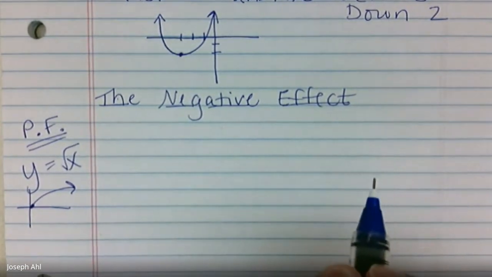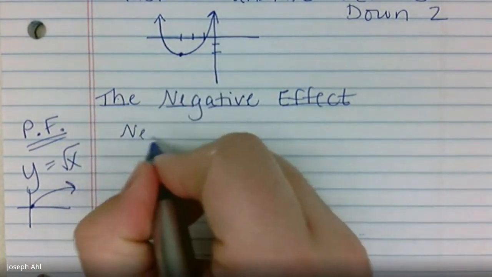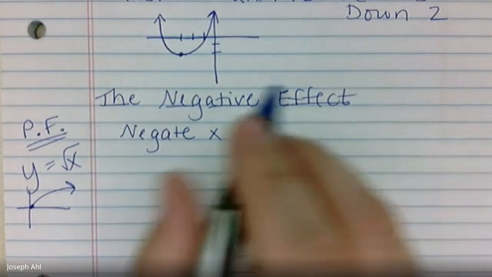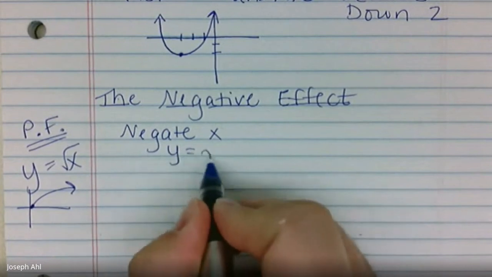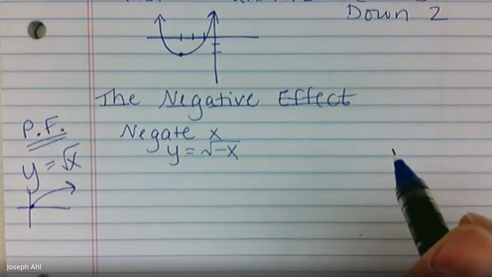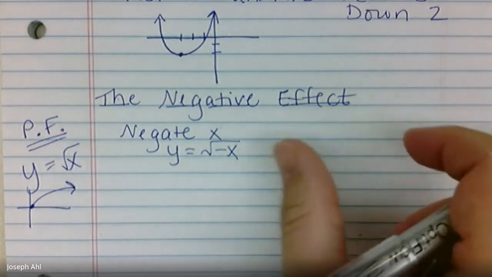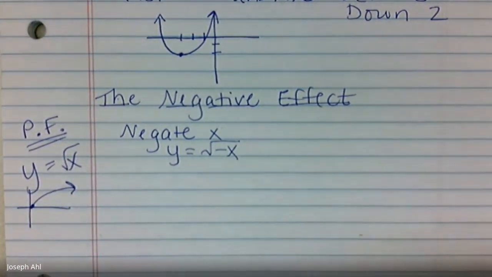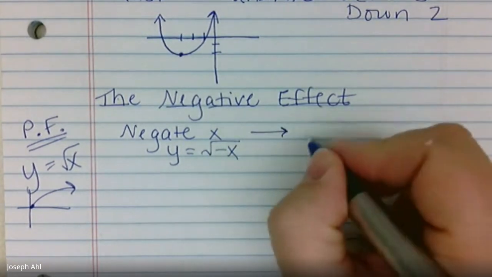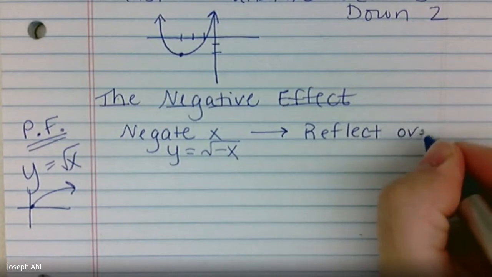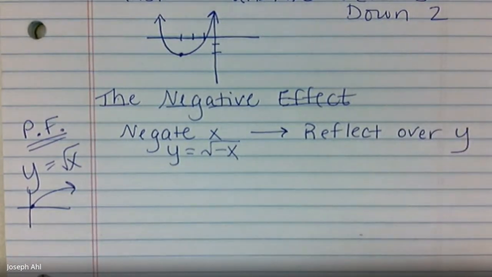So I want to see what happens when I first of all negate x. Negating x would create the equation y equals the square root of negative x. What I want you to think about is from geometry last year, when you negated the x values for a given function. Take all the x values and then negate them. What does that do to the resulting points on that graph? Negating the x values winds up causing a reflection, and you're going to reflect over the y-axis.